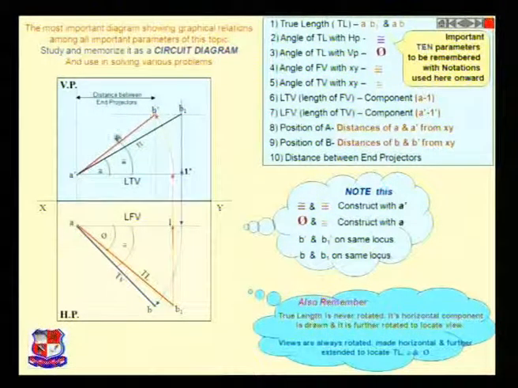A'B1' is the true length. If you want to use P'Q1', you can also use that. If you want to use 1'2'1', you can use that also. Over here on the HP side, the horizontal plane side, which line shows the true length? The red line, AB1, shows the true length.